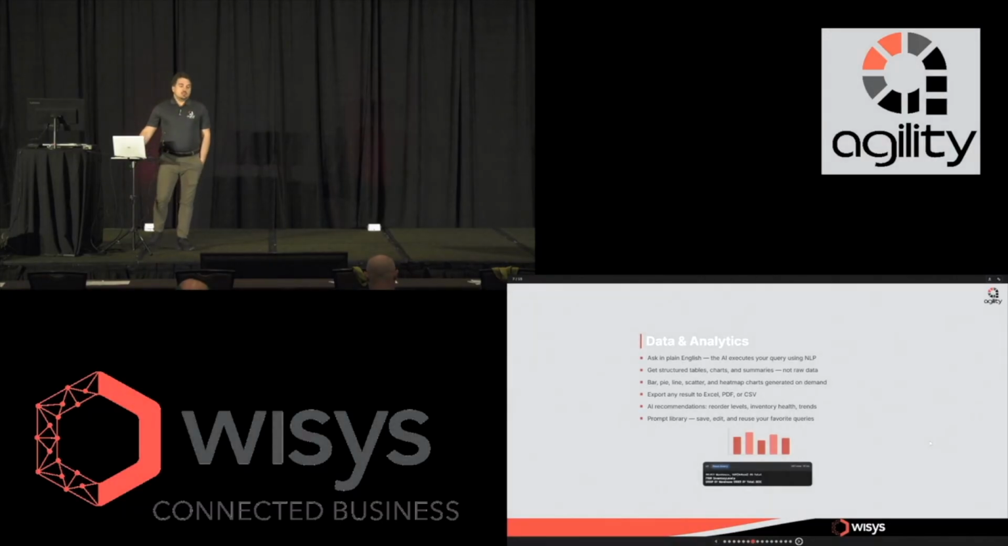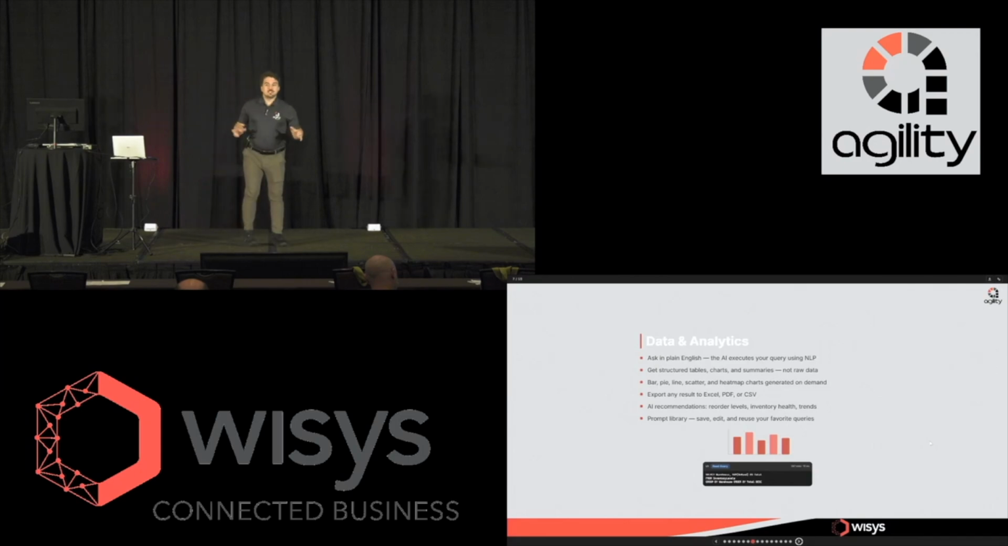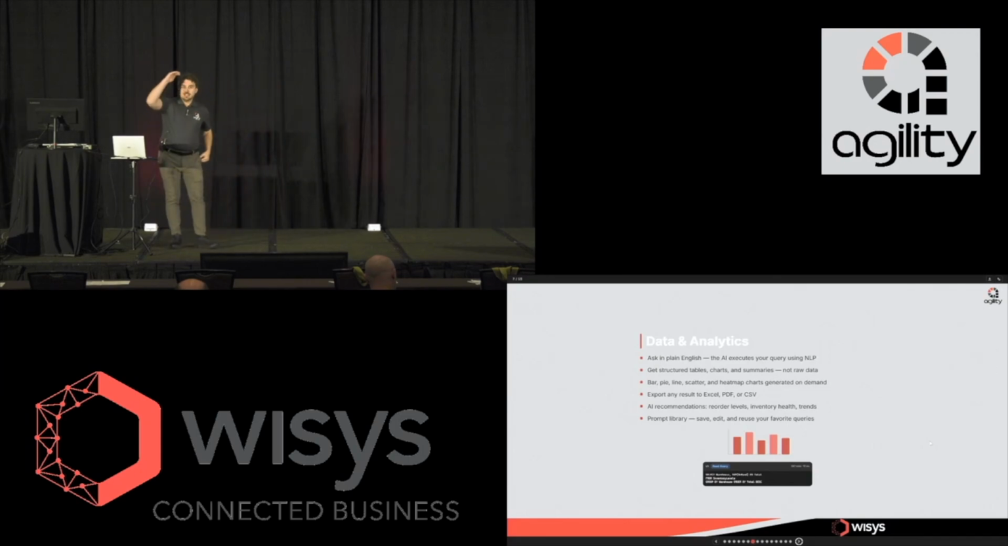When you query your ERP, you can just ask it something and the AI will execute. You can export any results to Excel, PDF, CSV. You can create PowerPoints, basically all types of different files. The AI recommendations show up as little bubbles, so you can click on them and they will launch the request right away. You also have a prompt library where you can save your prompts. It's on the right and you have a list of different prompts.